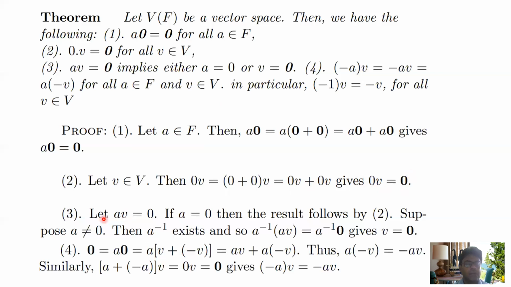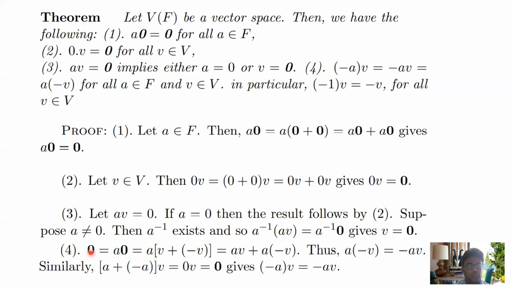Next, number 3. Let av = 0 vector. If a is equal to 0, then the result follows by 2. So suppose a is not equal to 0. If a is not equal to 0, then a inverse times a v is equal to 0, as you already know. So ultimately this gives you av is equal to the 0 vector. This result is true for v equal to the 0 vector.